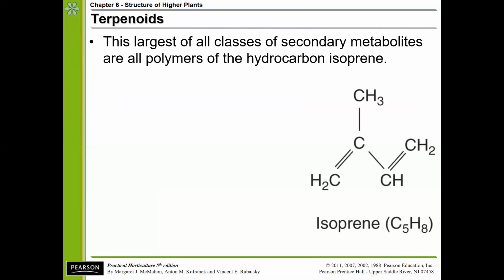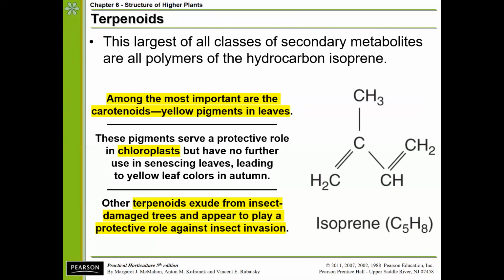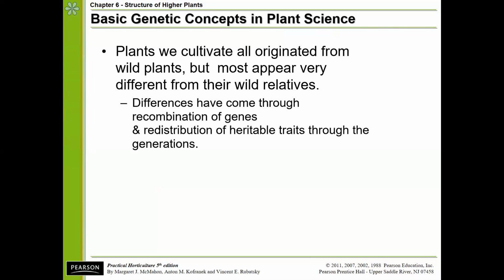We've also got terpenoids, which, if you guys still have some leaf color over there, are some of the things that we see actually causing pigments in leaves. These pigments actually serve a protective role in the chloroplasts. Some of them actually also are used for protective roles against insect invasion in plants too.